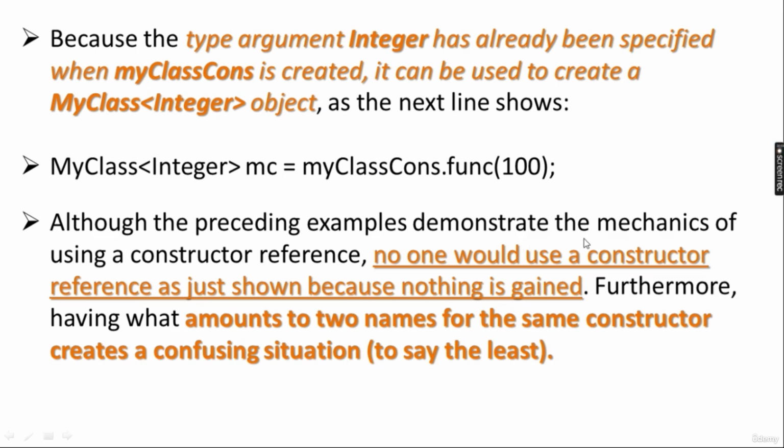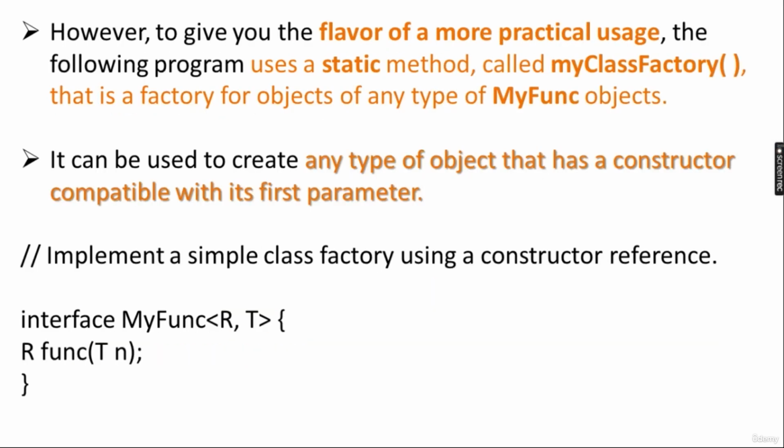The preceding example shows the mechanics of using a constructor reference. No one would use it this way because nothing extra is gained here, and having what amounts to two names for the same constructor creates a confusing situation. There can be two parameterized constructors with the same name, the same number of parameters and the same type of parameter, so they can create confusion, to say the least.